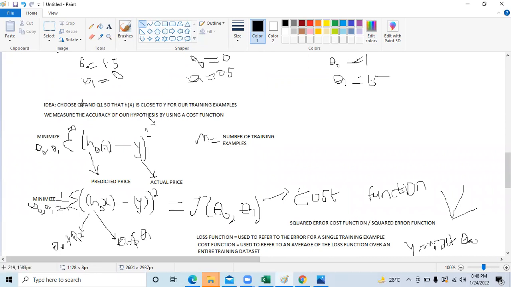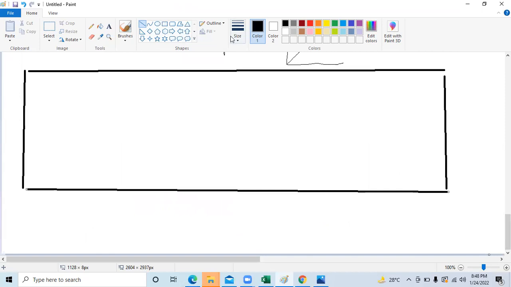And the idea is to choose the values of theta 0 and theta 1 such that our predicted variable is very close to our training examples, which is the basis of machine learning. We want to make predictions as accurate as possible. So let's separate this plane into two. Here we have our h of x, which is our predicted variable, and here we have our j theta, which is our cost function.